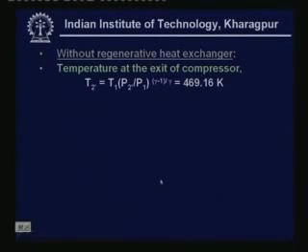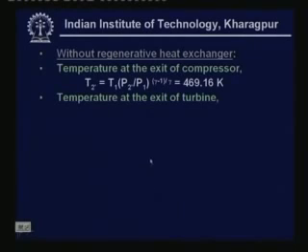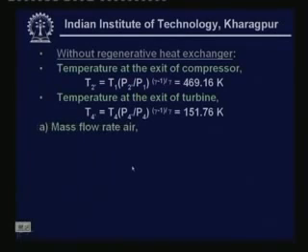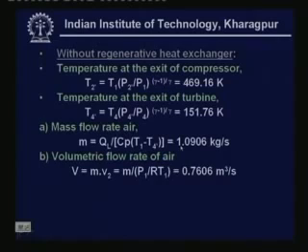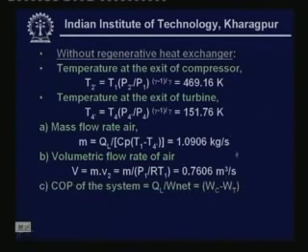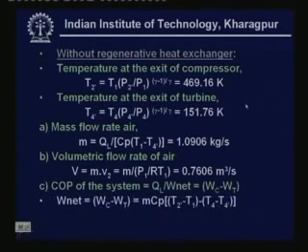So from that you find that the temperature at the exit of the compressor is 469.16 Kelvin, the temperature at the exit of the turbine is 151.76 Kelvin, and the mass flow rate of air, again from energy balance across the low temperature heat exchanger, is 1.0906 kg per second, and the volumetric flow rate is 0.7606. And finally the COP of the system: you find the net work input, which turns out to be 93.08 kilowatts, and COP is found to be 1.074. Okay. So this is the performance without any regenerative heat exchanger.